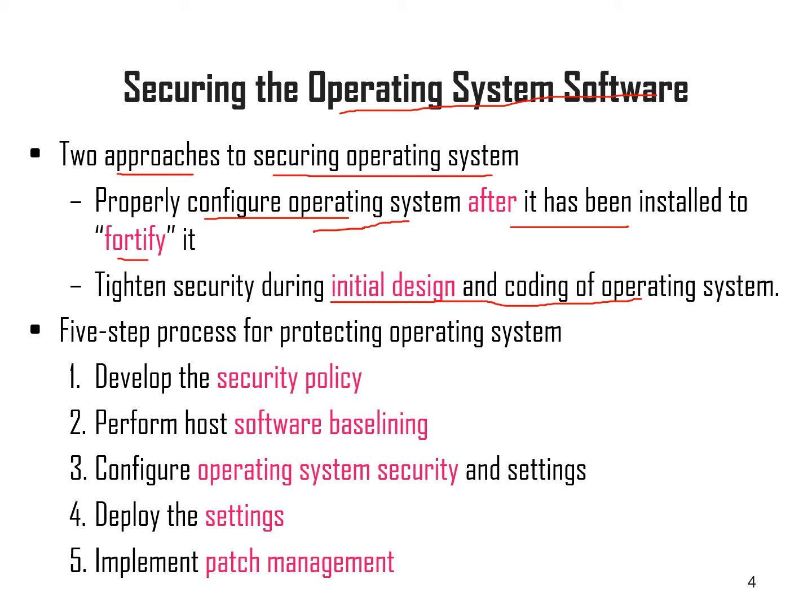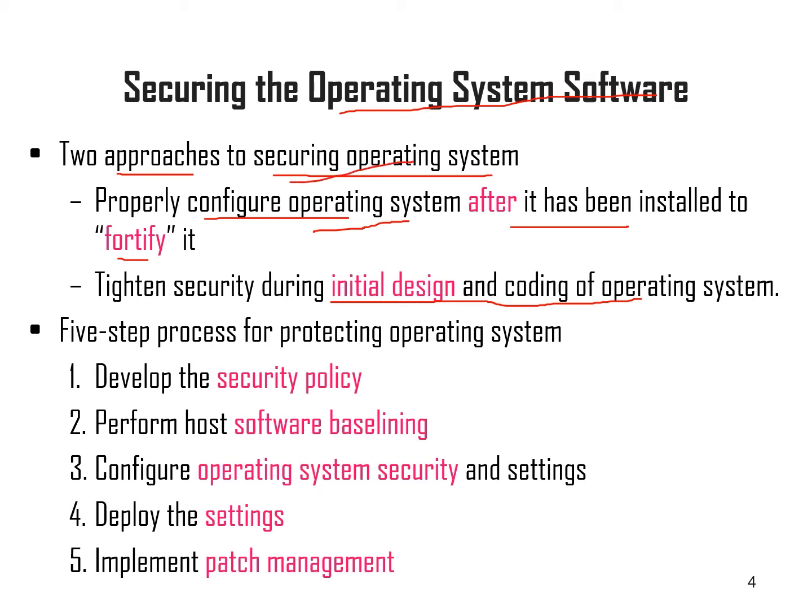The first approach is after the operating system has been designed and it has been installed in your system, you can do some configurations that will help to secure your operating system. The second approach is during the initial design, during the creation of that particular operating system, during the coding of that operating system itself, you have to tighten the security in such a way that the code will be secure after deploying that operating system. So those are the two different kinds of approaches used for securing the operating systems.